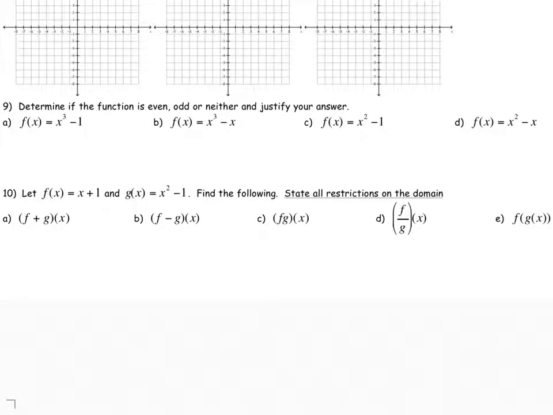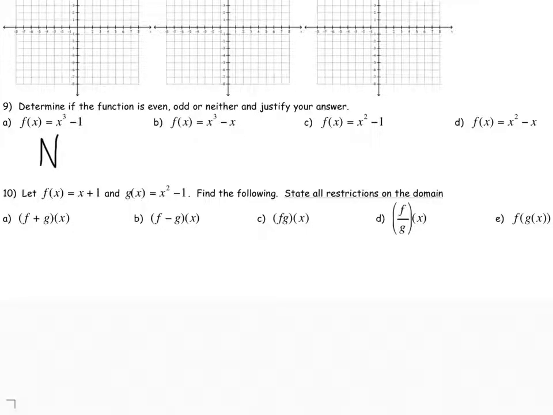Question number 9. Determine if the function is even, odd, or neither, and justify your answer. Letter A, you have x cubed minus 1. x cubed, 3 is an odd number, but subtracting 1 is a constant, so moving the function down by 1 will make the function not symmetric, not a reflection across the point of origin, so it's no longer an odd function. So our answer for this one is going to be neither.